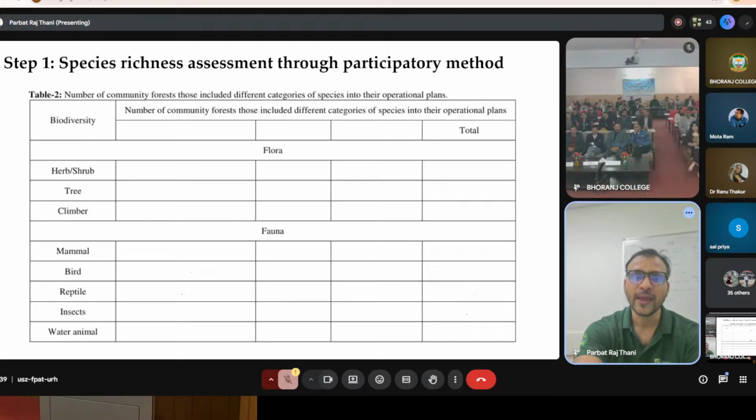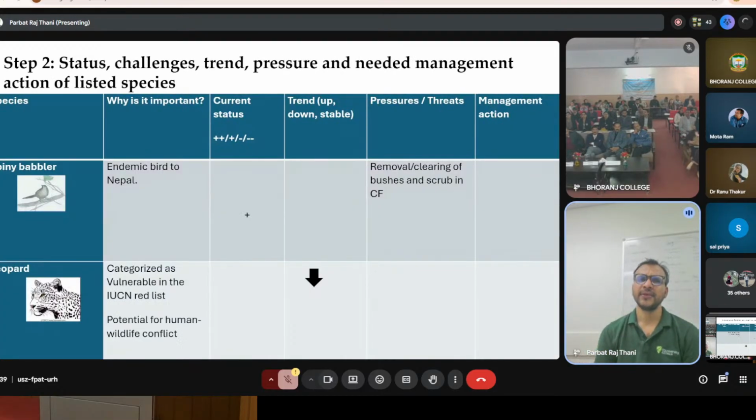After collecting all this information, our main concern was to understand the status, challenges, trend, pressure, and what type of management they actually need. We started thinking about them one by one. There were many species. For example, in one community forest overall, including all flora and fauna, there were 600 to 700 species. We started discussing all of them and their status, trend.